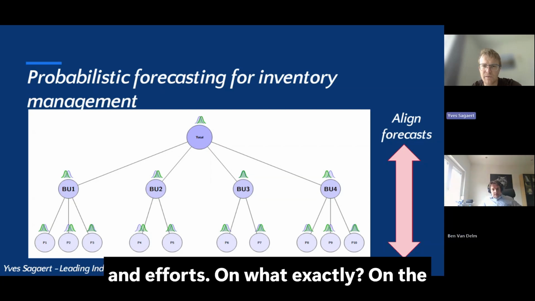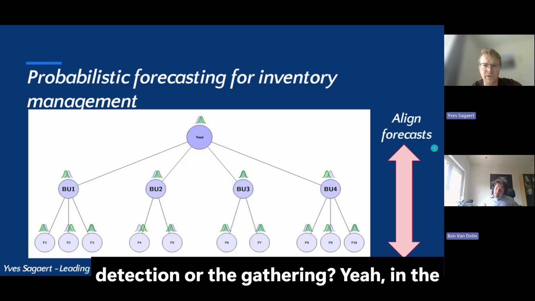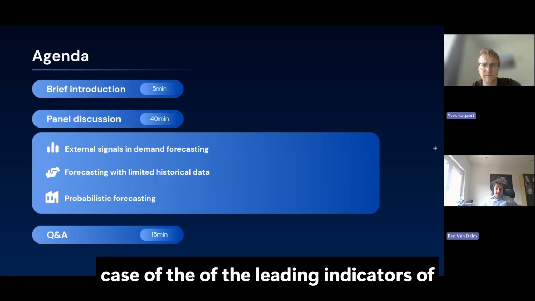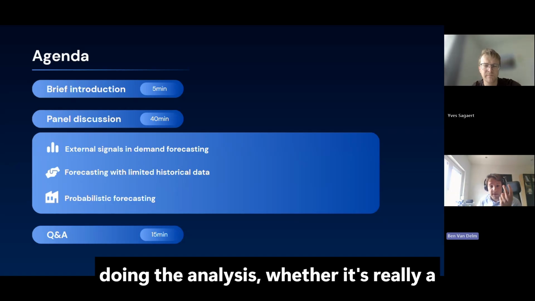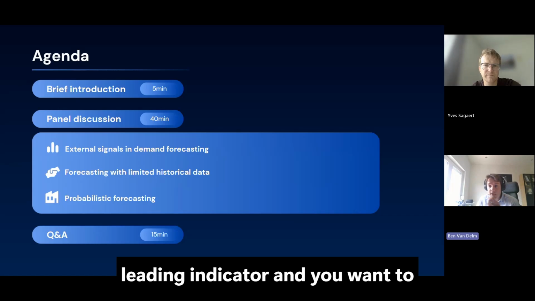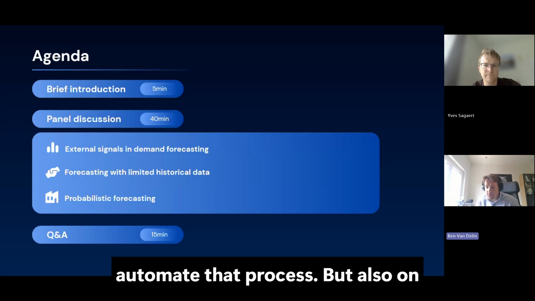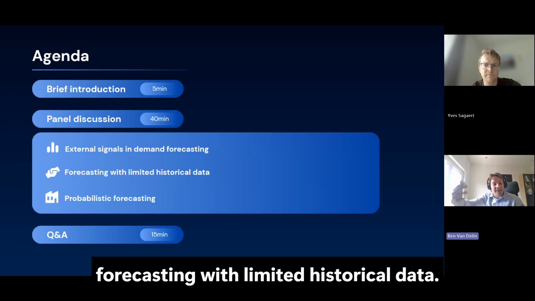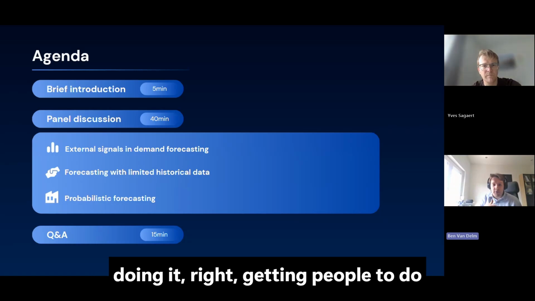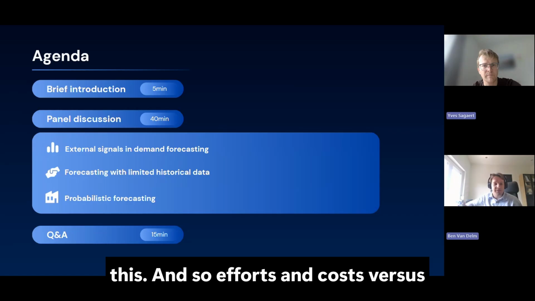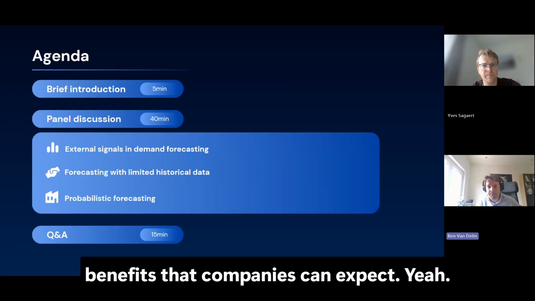And effort on what exactly? On the detection or the gathering of the indicators? In the case of the external leading indicators, the gathering comes at a cost of doing the analysis, whether it's really a leading indicator, and you want to automate that process. But also on forecasting with limited historical data, those three more complicated ways of doing it, right? Getting people to do this. So effort and cost versus benefits that companies can expect. Yeah.